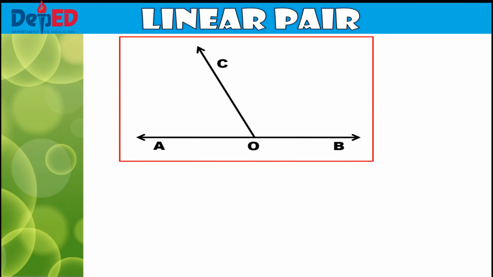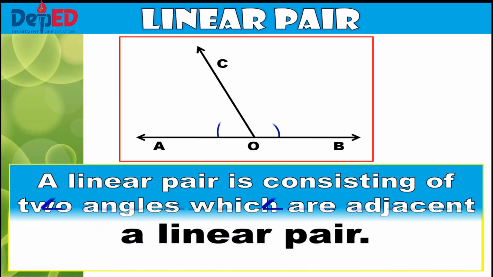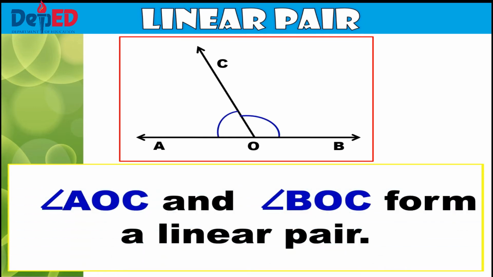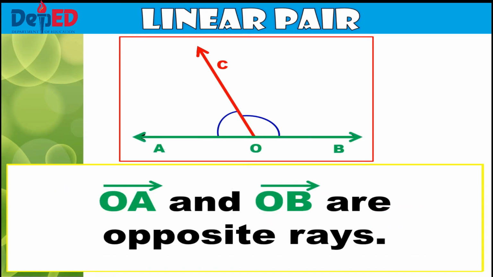And now let us have linear pair. A linear pair consists of two angles which are adjacent and whose non-common sides are opposite rays. In our figure, angle AOC and angle BOC form a linear pair. Angle AOC and angle COB are adjacent angles. Ray OC is their common side. Ray OA and ray OB are opposite rays.